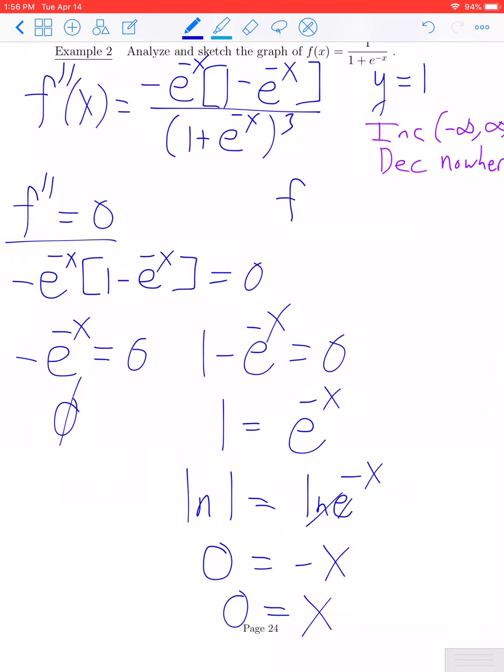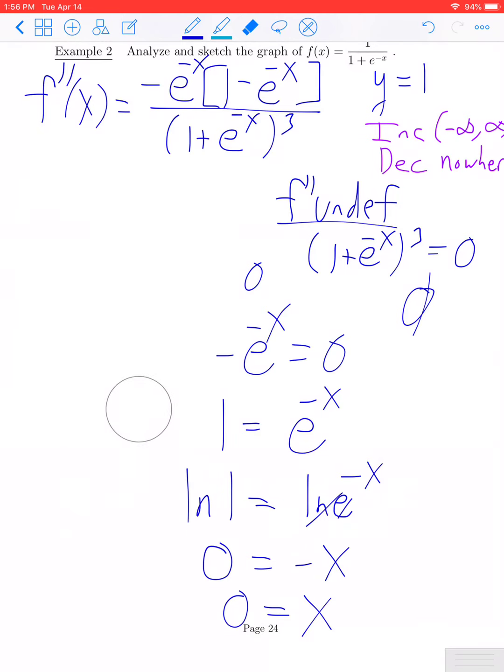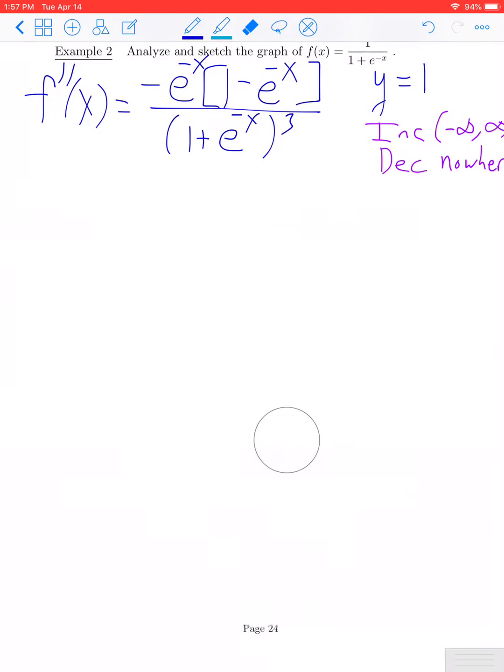You should also check to see where the second derivative might be undefined. We've seen this kind of equation a bunch already in the same problem, but if you set that denominator of the second derivative equal to 0, that will not provide any solutions. Okay. So we just get one place where the second derivative is equal to 0, and that's precisely at x equals 0. We now want to plot that on a number line and do a sign chart for our second derivative to determine concavity.